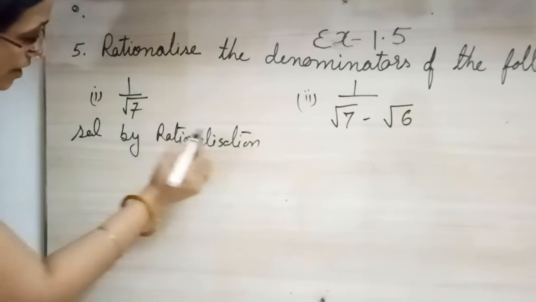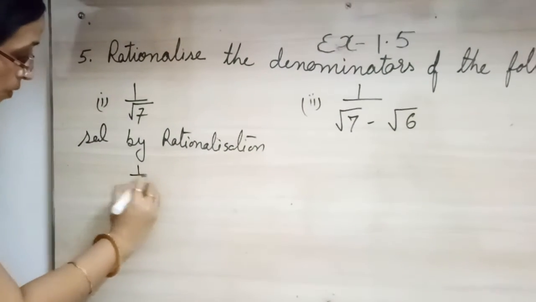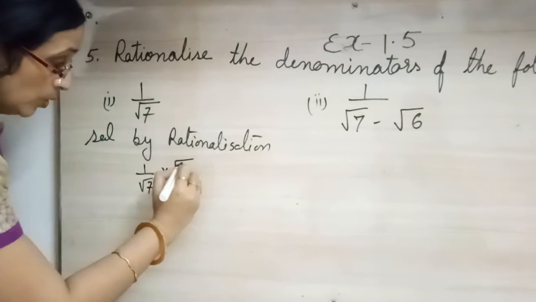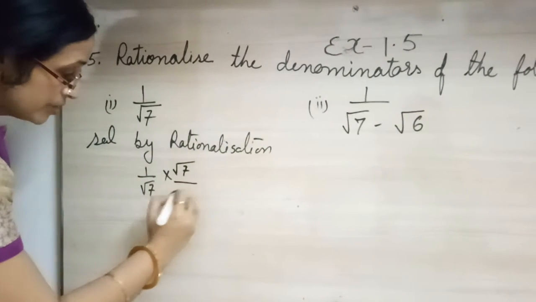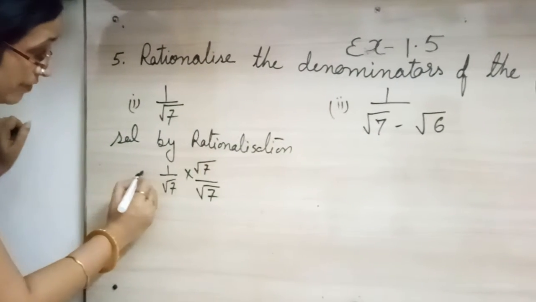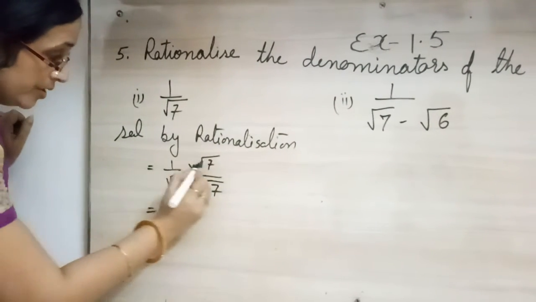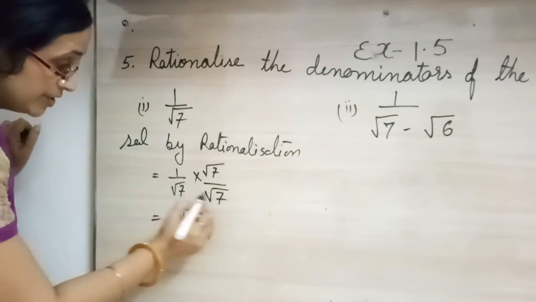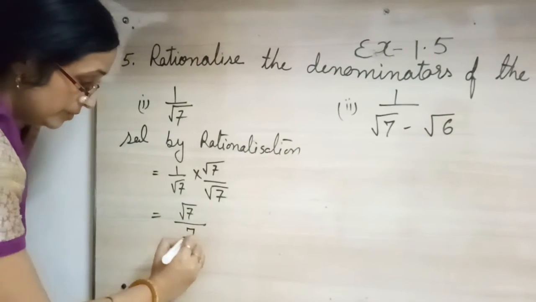By rationalization, what we get? 1 upon root 7. What is in the denominator? Root 7. So in the numerator also we will multiply by root 7, and in the denominator also we will multiply by root 7. So what we will get? 1 into root 7 will become root 7 upon root 7 into root 7 will become 7.